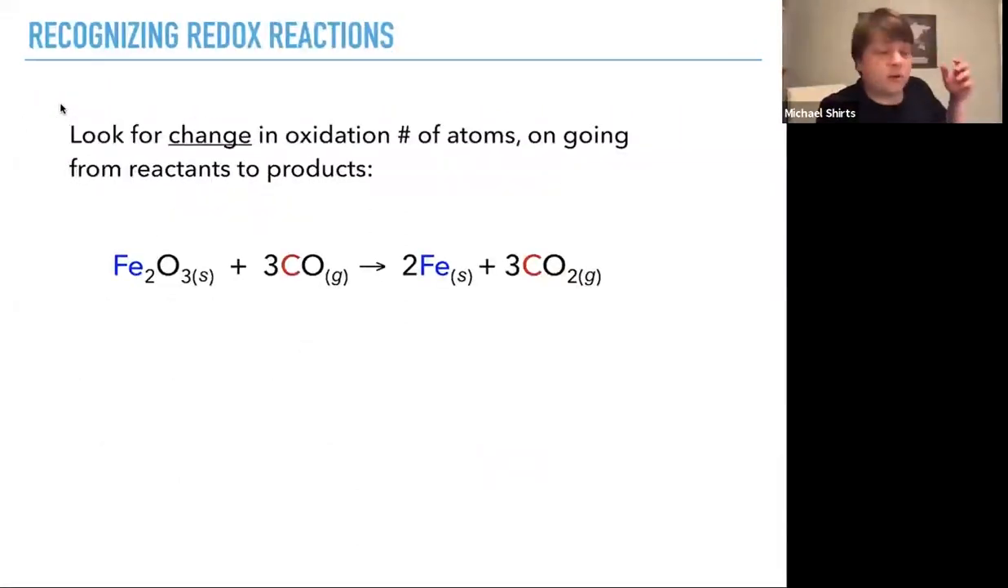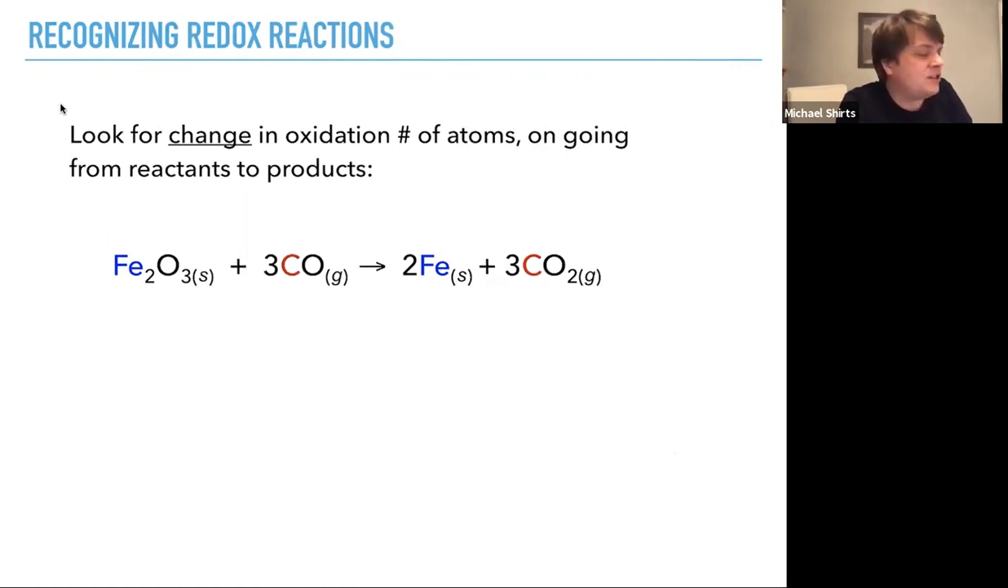So let's look at this. To recognize a redox reaction, we look for a change in the oxidation number of atoms when it goes from reactants to products. So we look at this and we go, okay, I see iron on both sides, but something looks suspicious. It looks like it's changed a little bit.